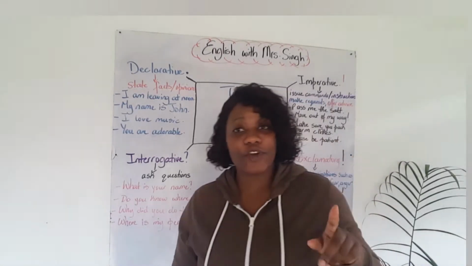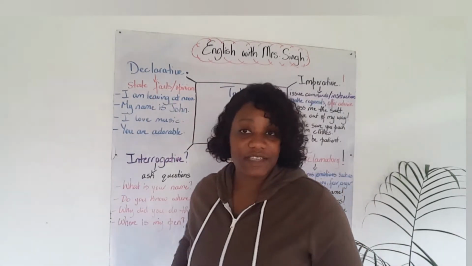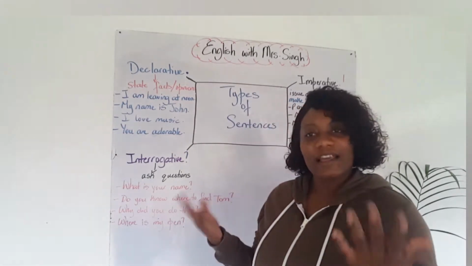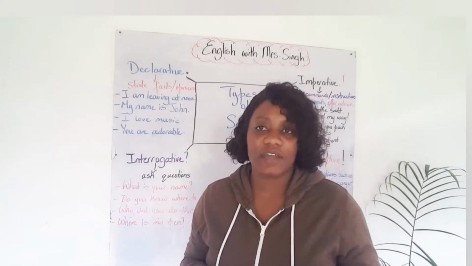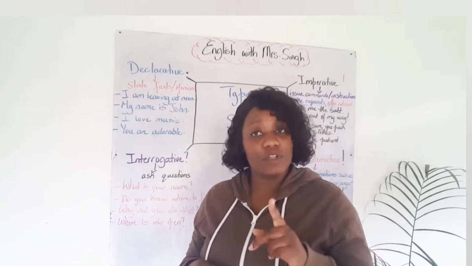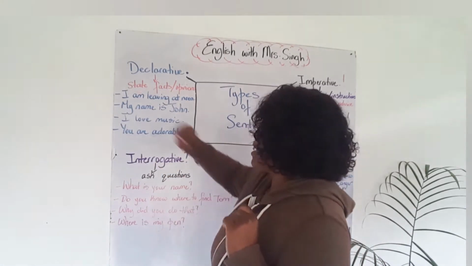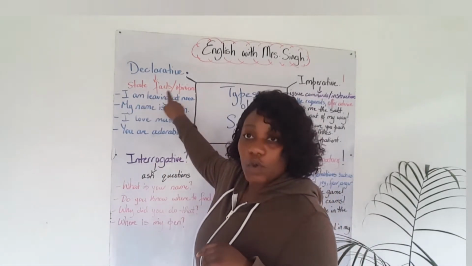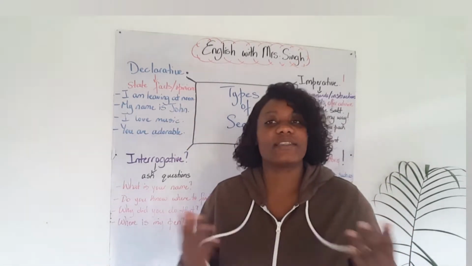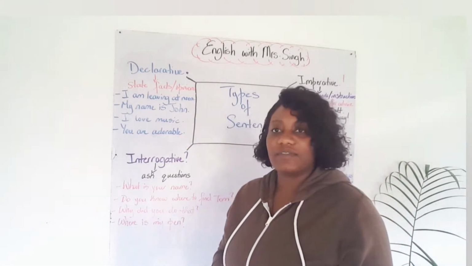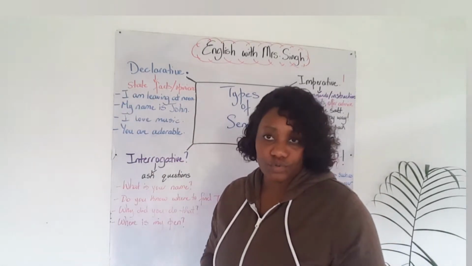Now, the first type of sentence that we have here on the board is declarative sentences. Declarative sentences are those sentences that end with a period, otherwise known as a full stop. These sentences state facts or opinions. Now, let us look at some examples of declarative sentences.